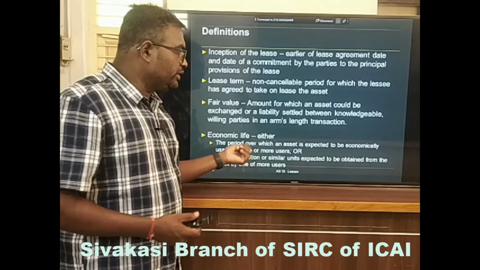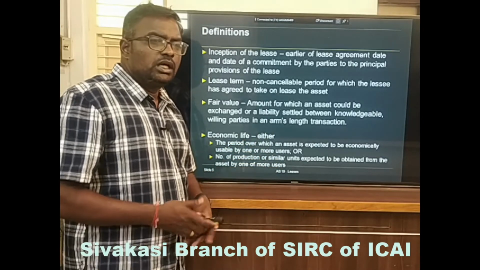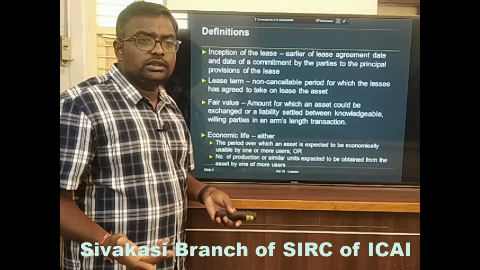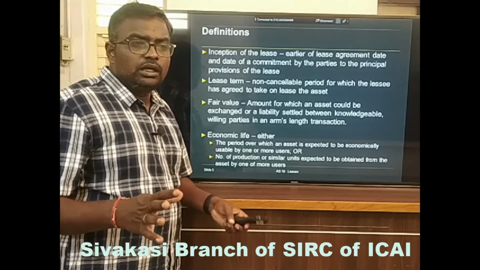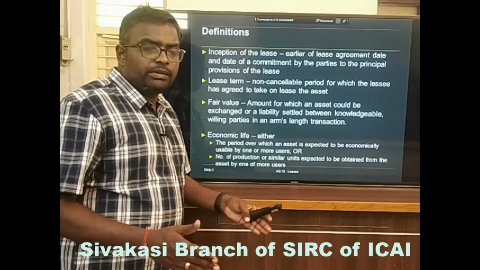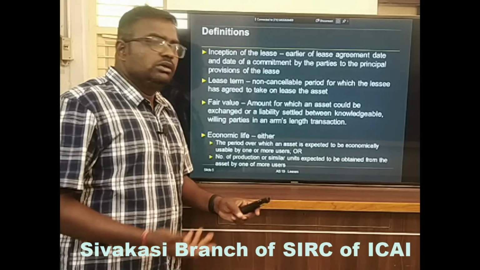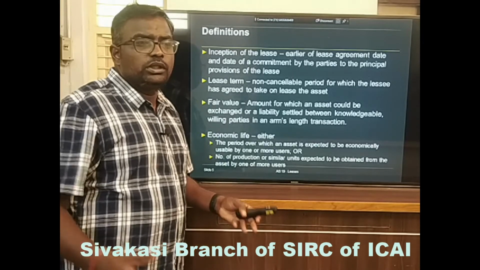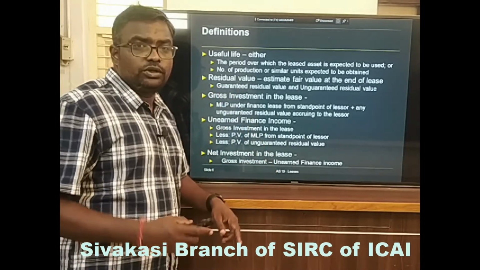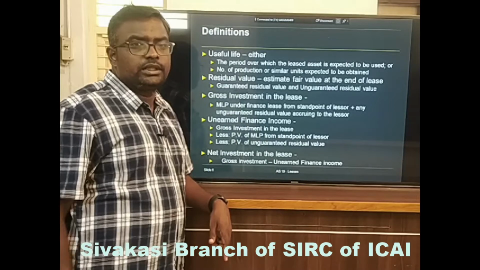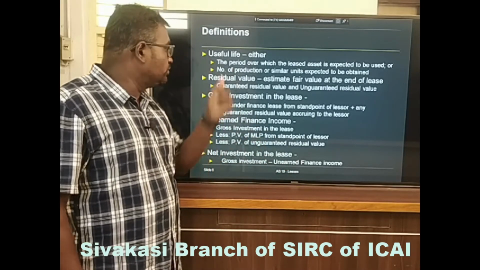Economic life, I will give you a simple example. As I told you in the building example, economic life is 30 years, whereas useful life is 10 years, meaning if you vacate the premises, one more user will come for 10 years. So three users might come. Three users put together is called economic life, whereas useful life is the period for which you occupy that asset, how long you are going to use that asset.